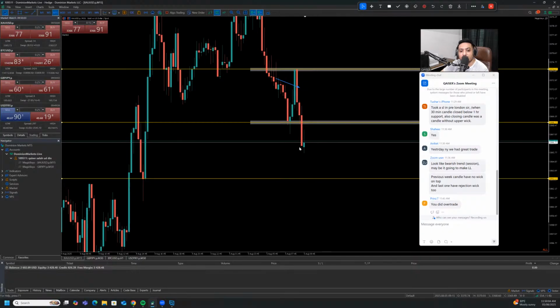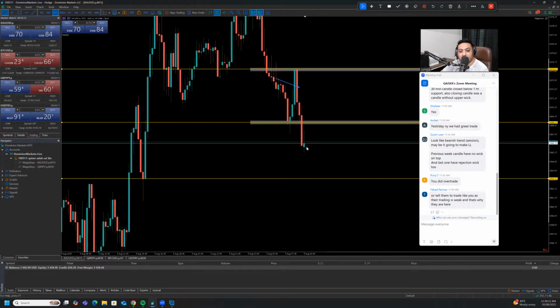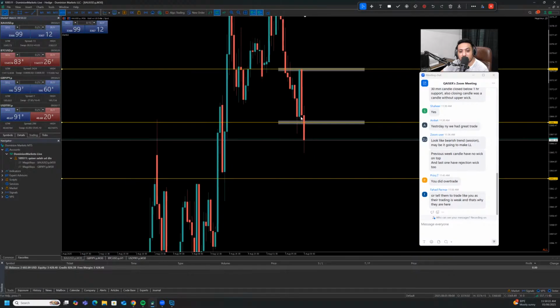So I want to see how this 30-minute candle is going to close. With this 30-minute candle closure, it's going to be a 1 hour candle closure. The previous candle closed within the range; it broke the low but could not sustain its pressure, and closed within the range above the previous candle.